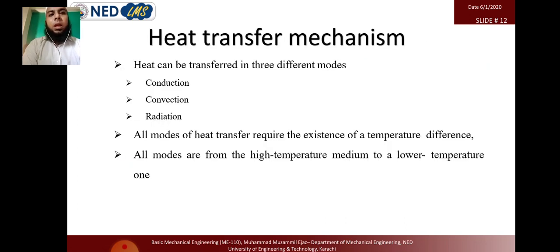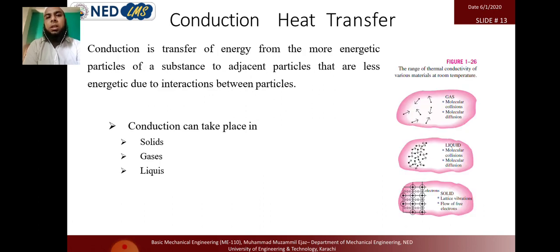Okay. Now comes the heat transfer mechanism. You already studied this mechanism in intermediate. The basic mechanisms are conduction, convection, and radiation. All modes of heat transfer require the existence of a temperature difference. All the modes are from a higher temperature medium to a lower temperature one. So it is a convention that we relate the transfer of heat from high temperature to lower temperature, and we apply the same convention in our numericals of conduction, convection, as well as radiation. Okay, we start with conduction, then convection, and then radiation.